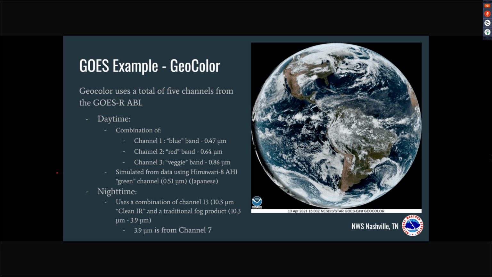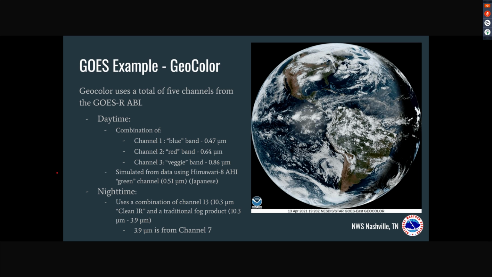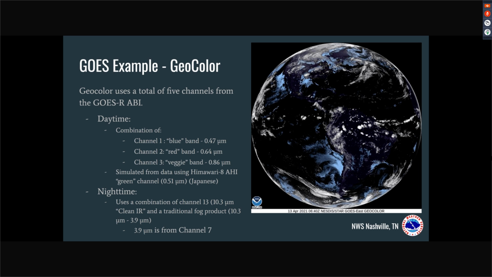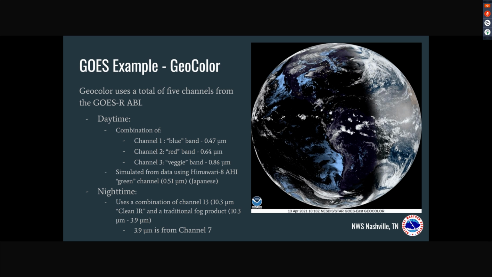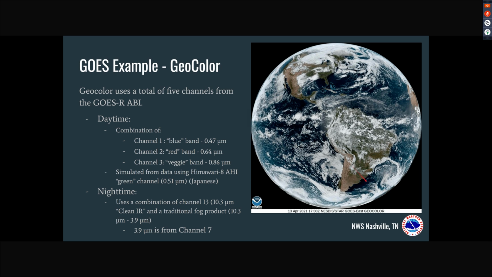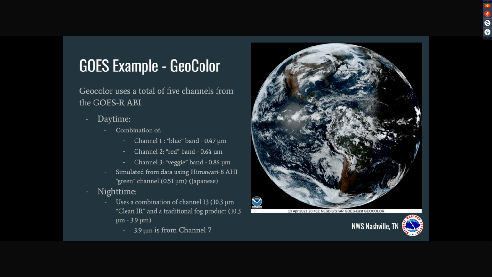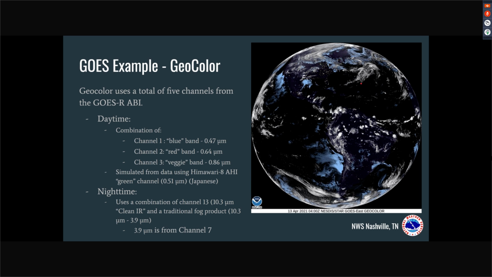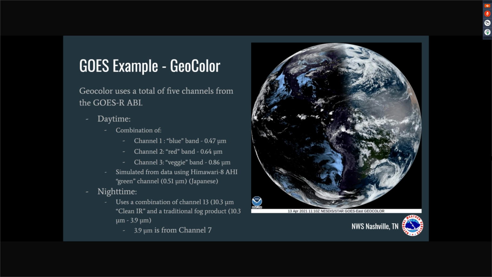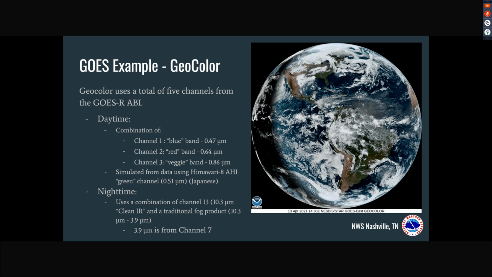So one of the final ones I want to talk about was going back to that first image we looked at, which was our GeoColor. So the GeoColor, like I said, it's not an actual picture that the satellite is just sending us. It looks beautiful, but we're actually assigning all of these colors. So during the daytime, we use a combination of some of our visible bands, so our blue band, our red band, and our veggie band.